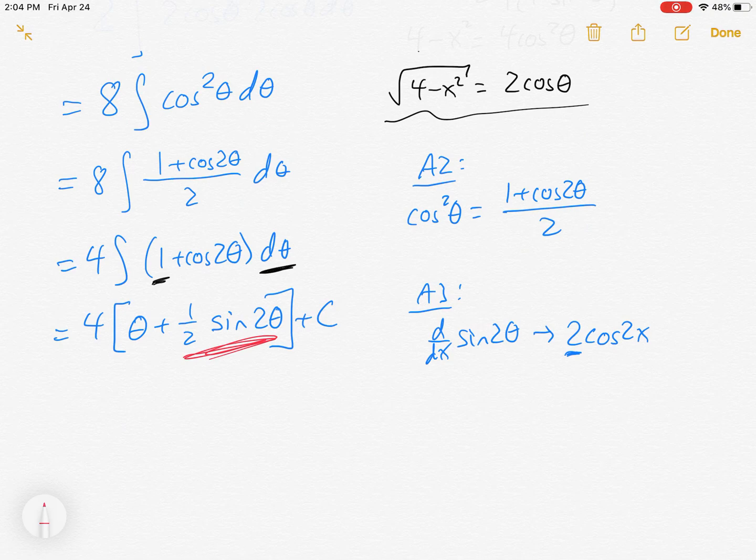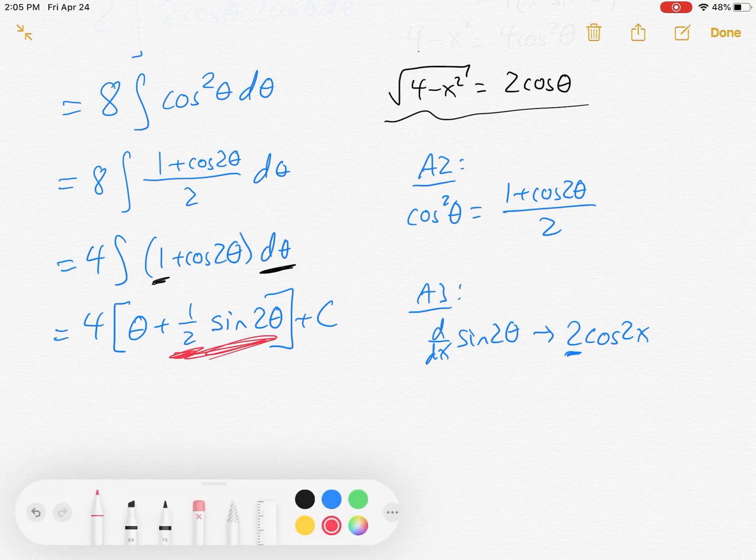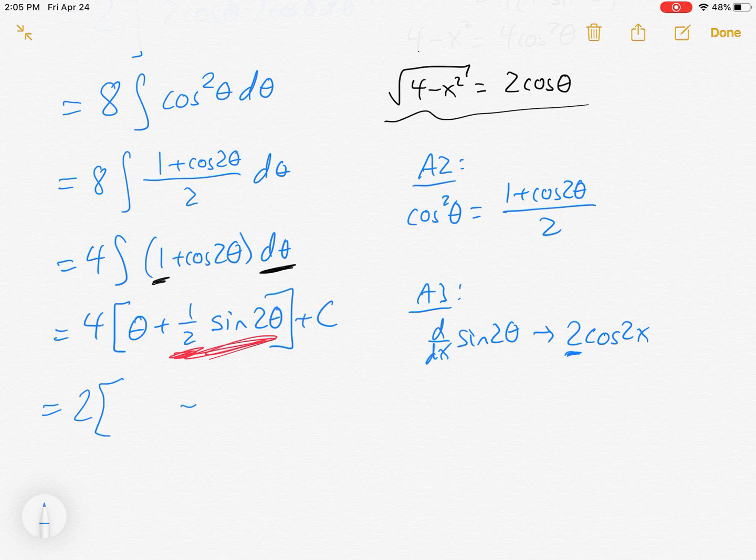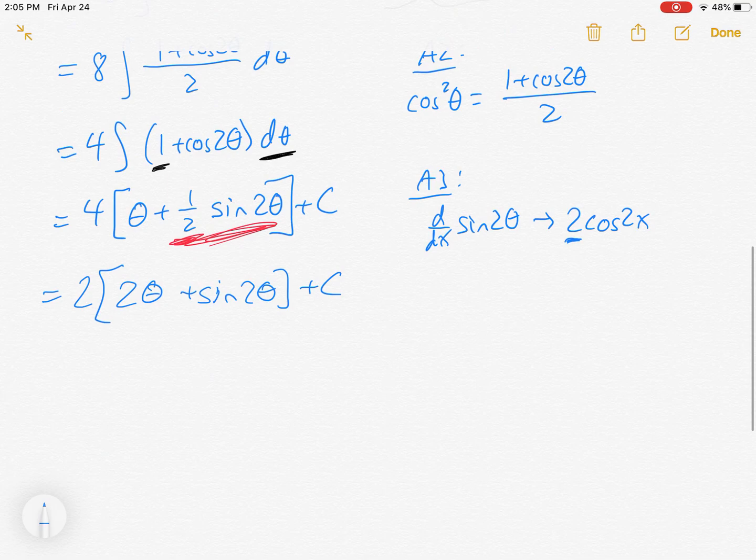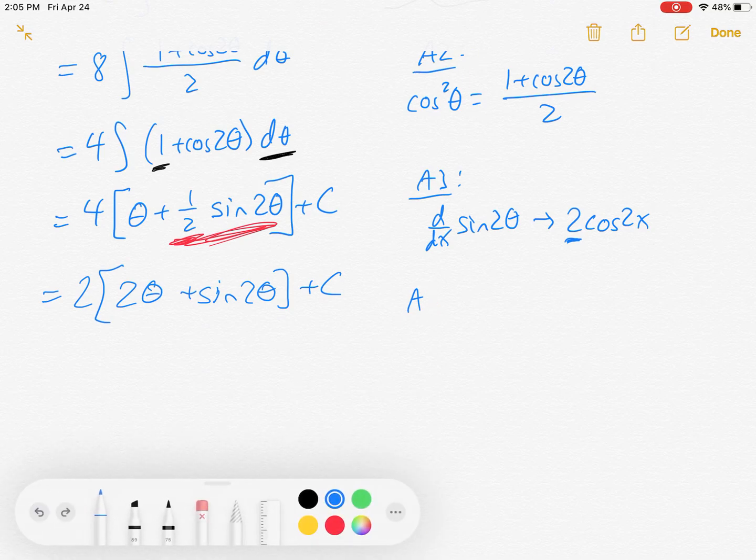So check it. If I took the derivative of this, I'd get 1/2 times 2 times cosine 2 theta, which would just be cosine 2 theta. Okay, we're getting somewhere. Let's factor this half out of here. So we factor it out. You have a 2 out front, which makes a little bit smaller numbers. And then what's going to happen with the theta? It's going to be 2 theta. Okay, fractions are gone. Feel pretty good about that.